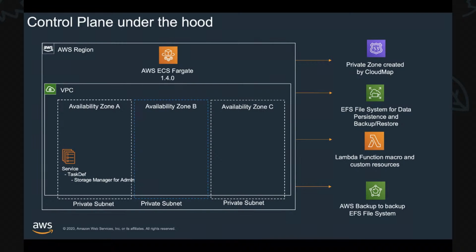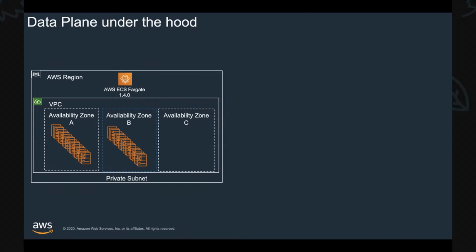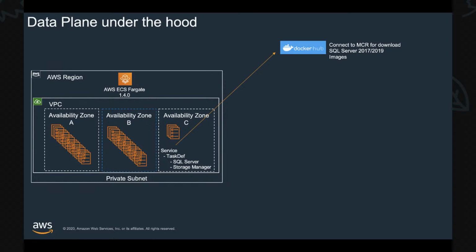All right, so continuing on with the components, the data plane is the second part that you deploy. So you also download the CloudFormation template for this. The data plane is another CloudFormation stack, and it is also running on Fargate. We use SQL Server Ubuntu images. CloudFormation first downloads the SQL image from Docker Hub, which is maintained by Microsoft, either 2017 or 2019.